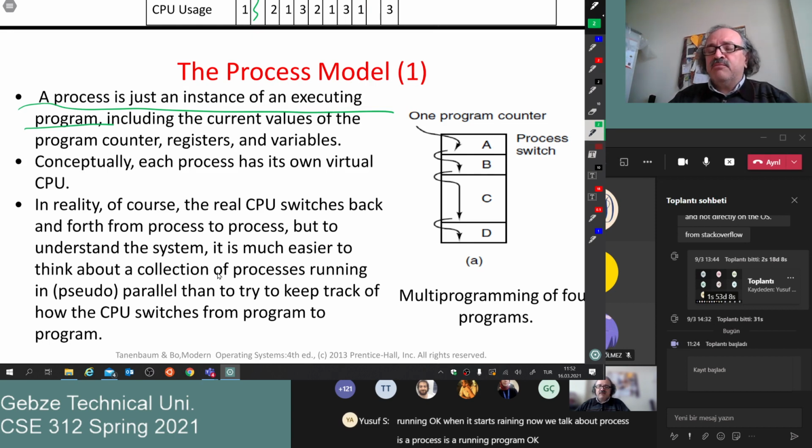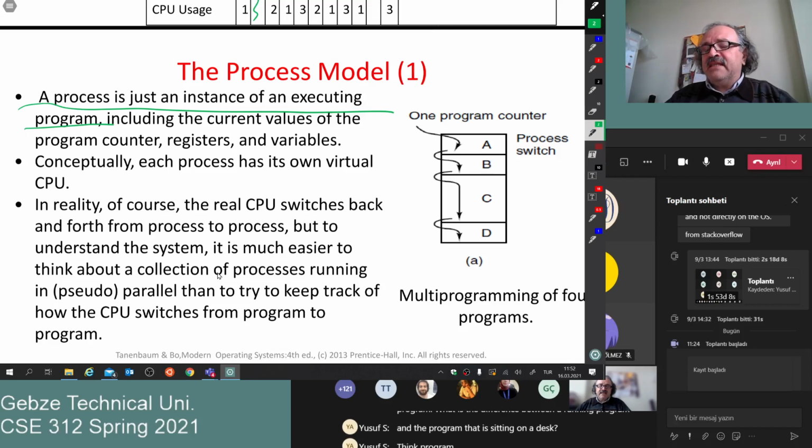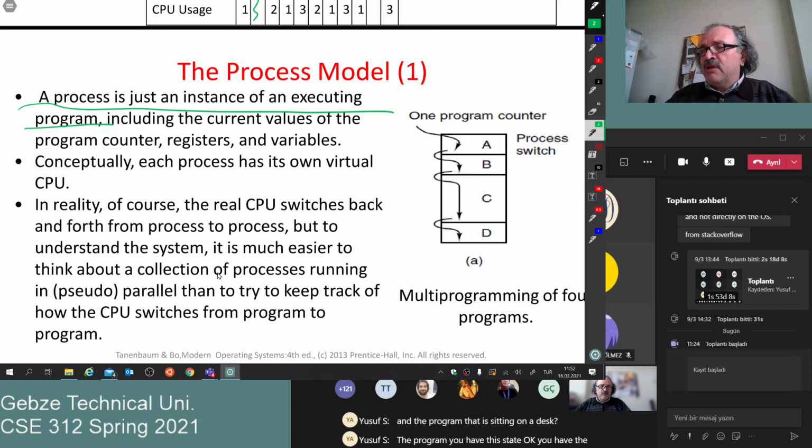What is the difference between a running program and a program that is sitting on a disk? Of course, with the running program, you have the state, okay? You have the program counter register. You have all the registers that are used by the program itself. You have your memory configuration, you have your open files, you have your network connection, etc. All of them put together makes a process.